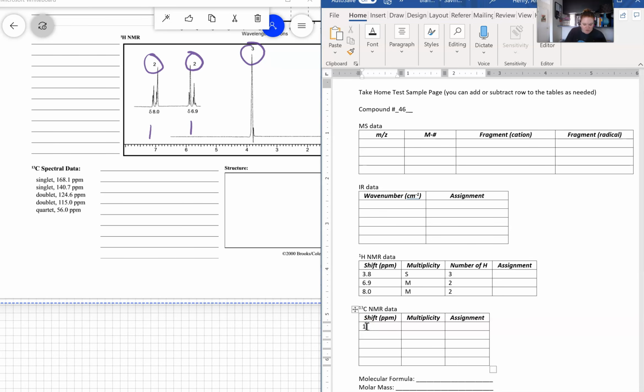So we have 168.1 singlet, 140.7 singlet, 124.6 doublet. Tab, doublet. There we go. And 115.0 doublet and 56.0 quartet. This also matches nicely with what we already know about our structure.